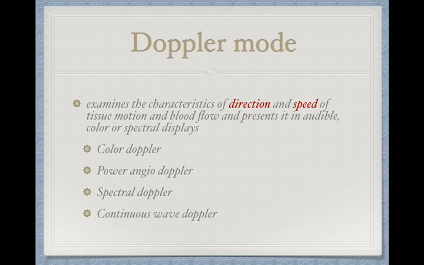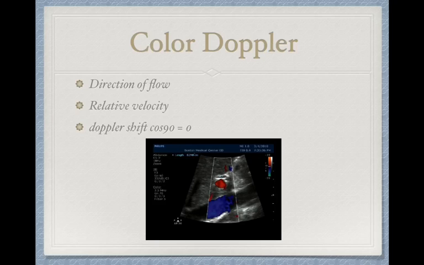Okay, and lastly is Doppler mode. So this is going to be looking at direction and speed of either blood flow or tissue motion. There's various different kinds of Doppler: color, power angio, spectral, continuous wave Doppler. We're just going to talk about the top three very briefly, just so you get the concept of what they are. So color Dopplers are most common.